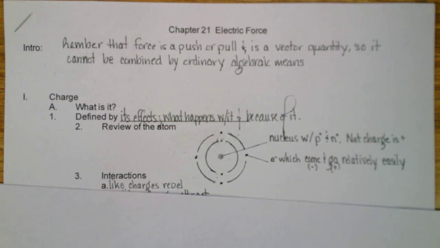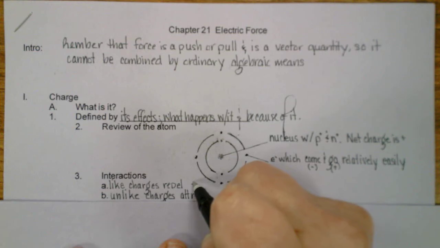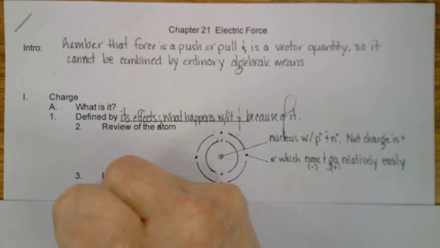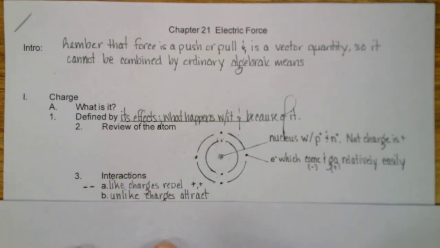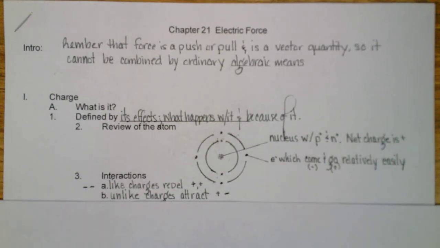All right, so the interactions of the charges, you know these already, but we'll just go ahead and run through them. Like charges repel and unlike charges attract, or like repel, opposites attract. You can say that opposite charges attract. That's kind of comfortable and familiar to you. So essentially what I'm saying is if I have a positive and a positive, they're going to repel. If I have a negative and a negative, they're going to repel. But if I have unlike charges, positive and negative, they're going to attract each other.